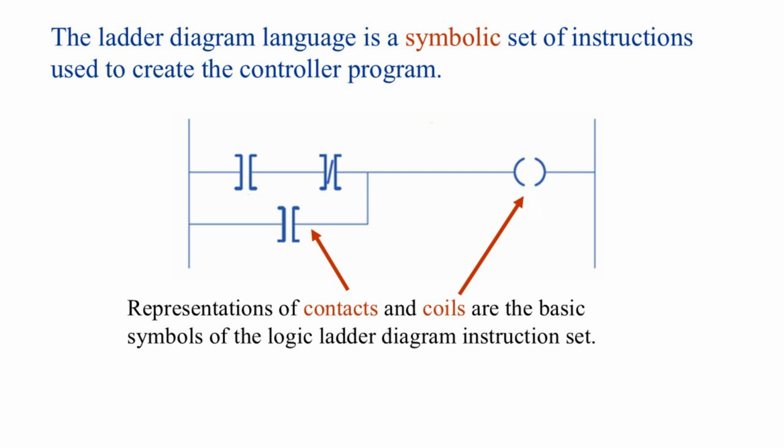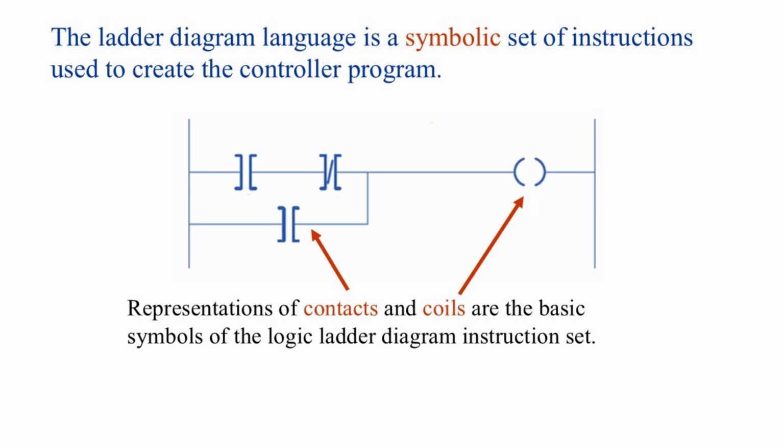In a ladder diagram, the vertical lines on each side represent power rails, and the horizontal lines between them are called rungs. Each rung represents one logical operation or control statement. The key elements within these rungs are contacts and coils, which are the fundamental symbols used in ladder logic.